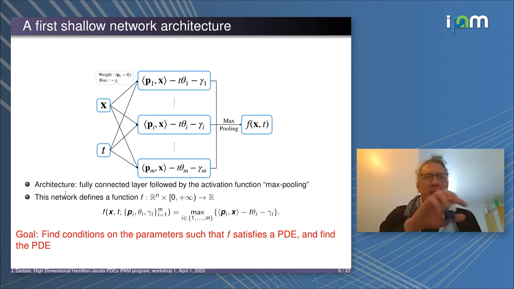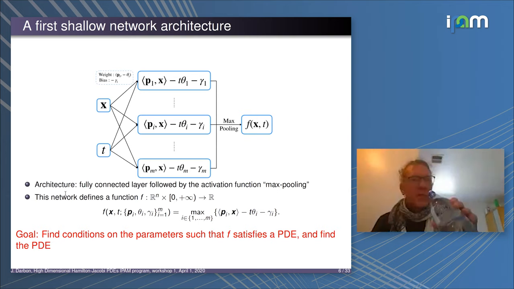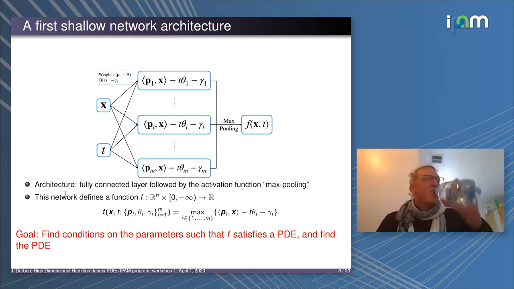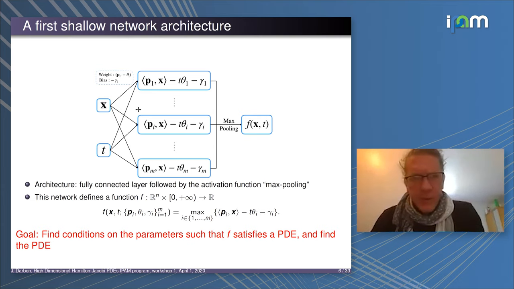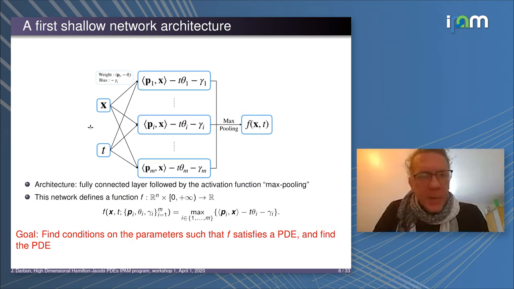Okay, so let's start with a neural network that is depicted here. This is what we call a shallow neural network because I have only one layer. x and t are the inputs of my neural network. So x lives in R^n and t is a non-negative number.